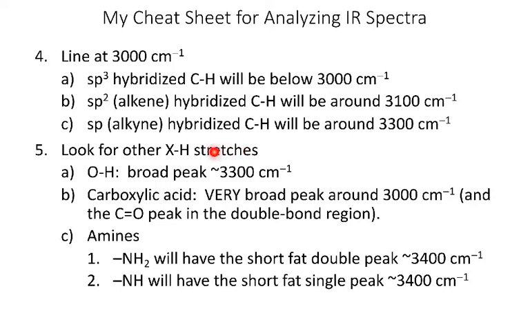And then I also am looking for other X, meaning generally, for our purposes, oxygen or nitrogen stretches. So we'll see some examples. The OH stretch is a broad peak around 3300 wave numbers, and it's very recognizable. Similarly, carboxylic acids have a very broad peak around 3000 wave numbers, and they're generally pretty easy to spot. And then we'll look at some examples of amines, the difference being if we have an NH2 group, that's going to be a double peak, and if we have an NH group, that's going to be a single peak.